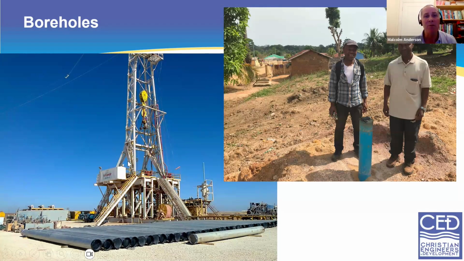This well here is the complete opposite to that. This is a rig drilling a 2-kilometer deep borehole that has a capacity of 6 megaliters per day. So completely different. Whereas the one on the right here has a capacity that's likely to be in the range of around about 2 liters per second, something like that.